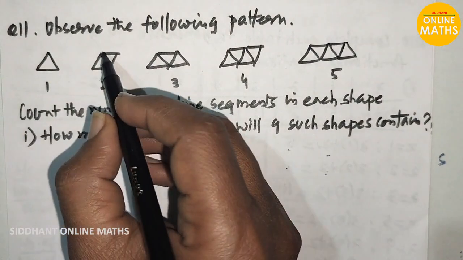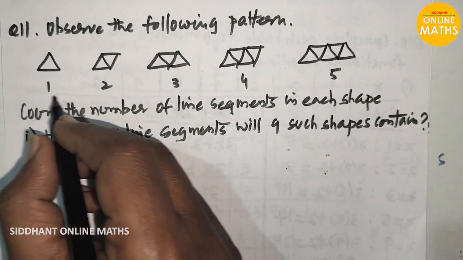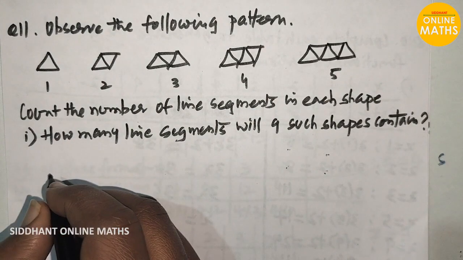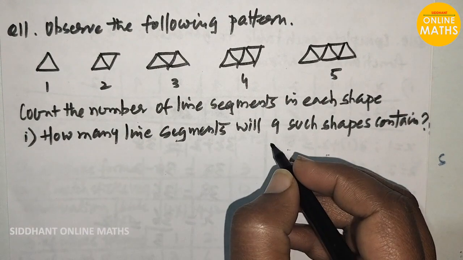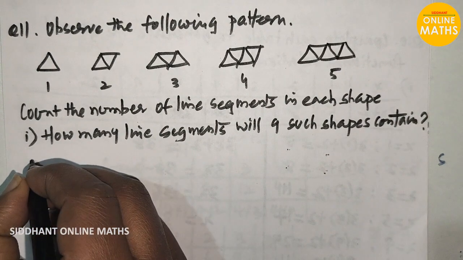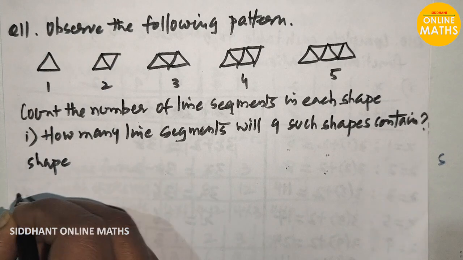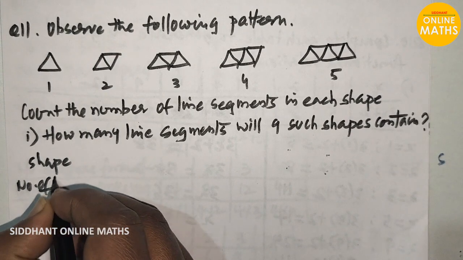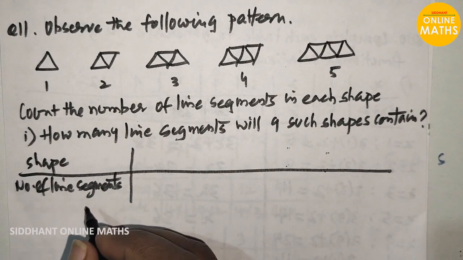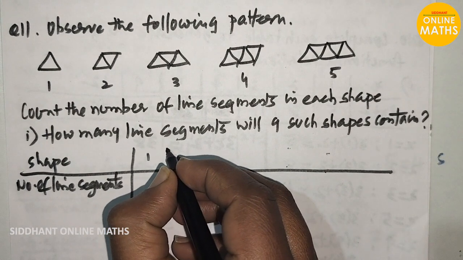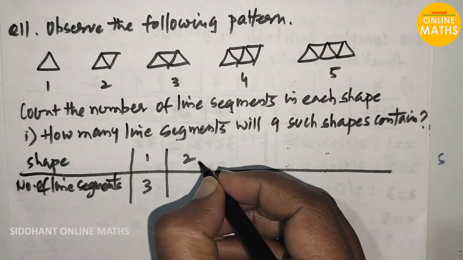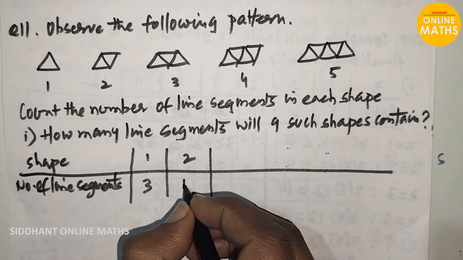Question number 11. Observe the following pattern. Shape 1, 2, 3, 4, 5. Count the number of line segments in each shape. So in this first question, how many line segments will 9 such shapes contain? So first we are going to see the shape here and number of line segments. So for first shape, the number of line segments required is 3. For second shape, you are going to see 5.